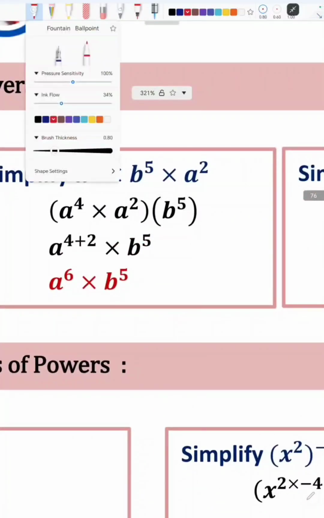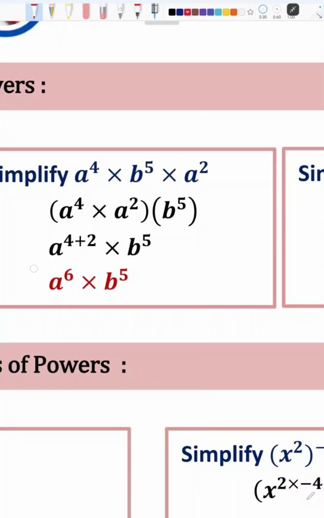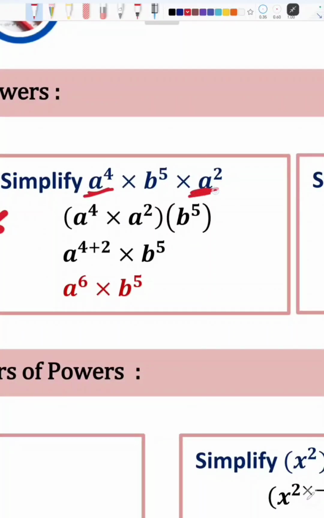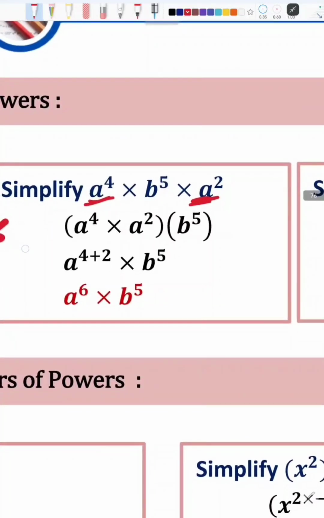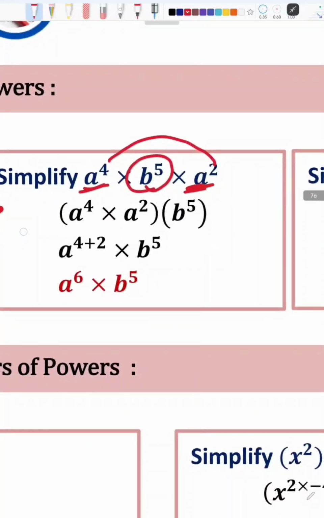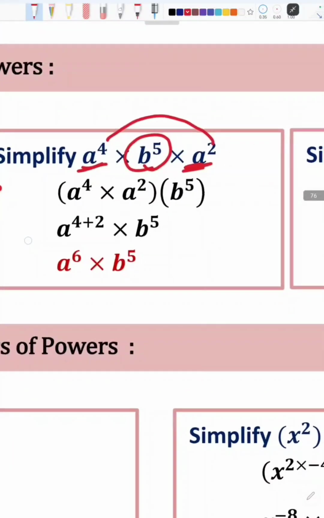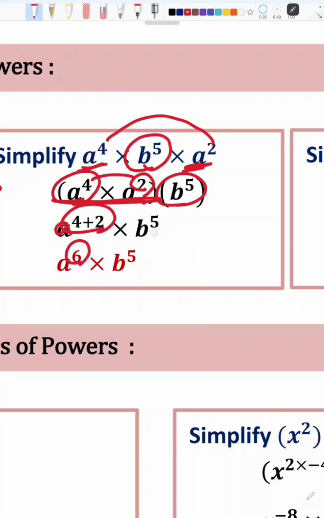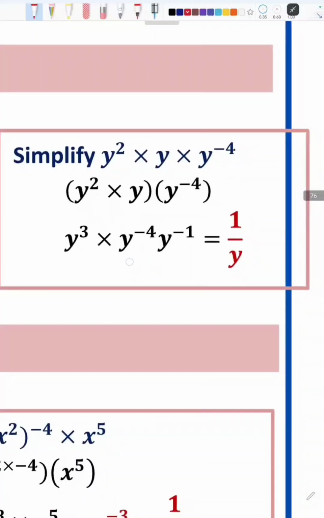Another example. Here we have double A, so in A power 4 and A power 2, the bases are the same. We will add the powers, and B power 5 is alone, so just bring it down. It will be A power 4 times A power 2 times B power 5. Since you have the same base, add the exponents. So it will be A to the 4 plus 2 times B power 5. 4 plus 2 equals 6 and B power 5.